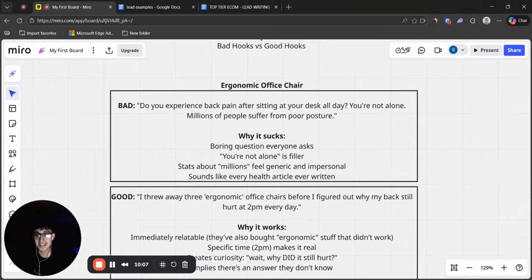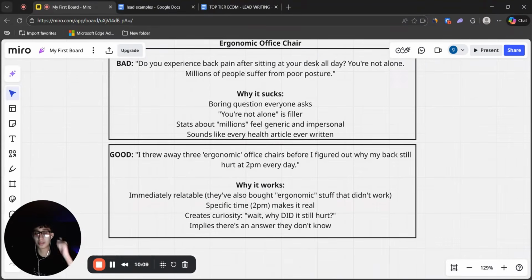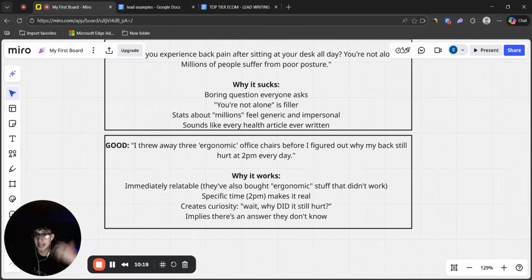And then a good example would be: "I threw away 3 ergonomic office chairs before I figured out why my back still hurt at 2 p.m. every day." Here's why this works. It's immediately relatable. They've also bought ergonomic stuff that didn't work. And the specific time makes it feel real: 2 p.m., not just no time. Specific is better.